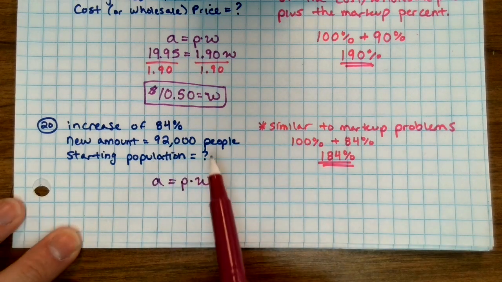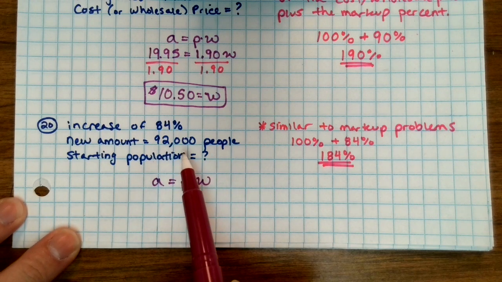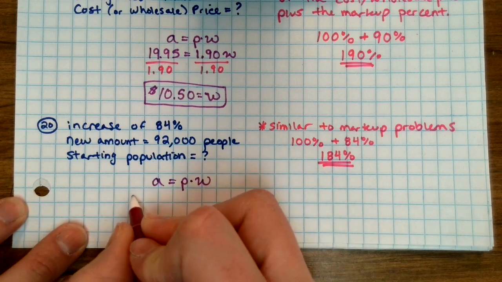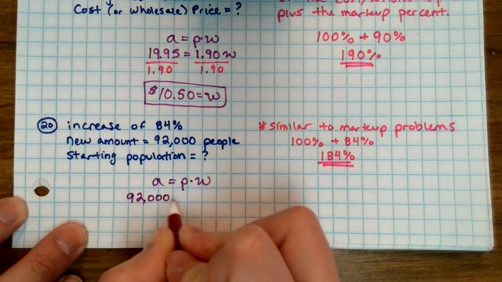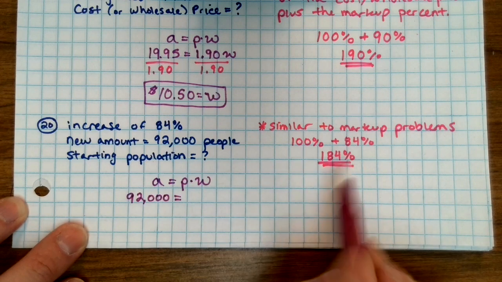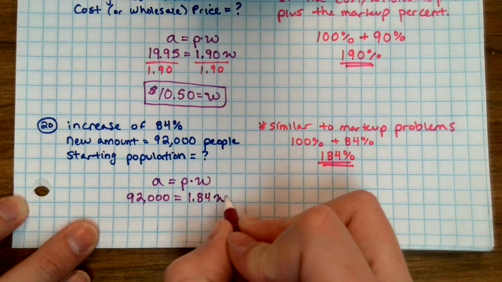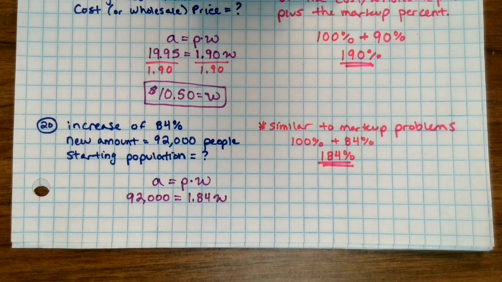And we know that the new amount was 92,000 people. So this is going to be, again, the part. That's where we ended up. So 92,000 is going to be plugged in over on the left-hand side. The percent's going to be 1.84. And then the whole is what we're trying to find. We're trying to find that starting amount.